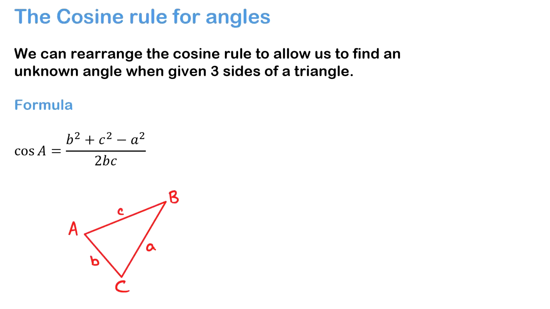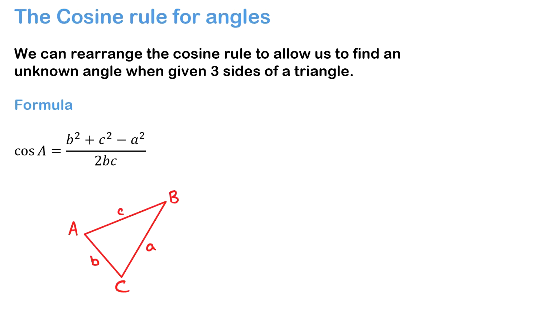In this video, we're looking at the cosine rule, but for angles. In the same way that the sine rule can be rearranged to allow us to find an unknown angle, so can the cosine rule. The cosine rule can be used when given three sides of a triangle to find an unknown angle.